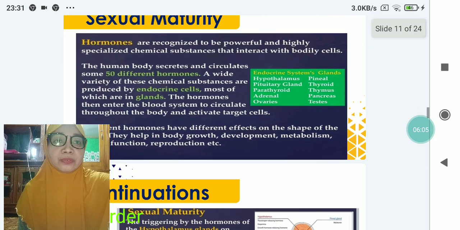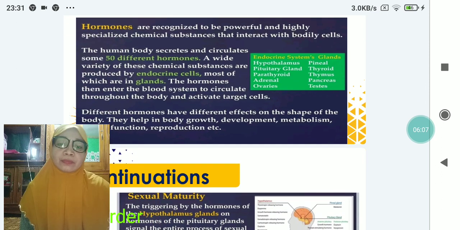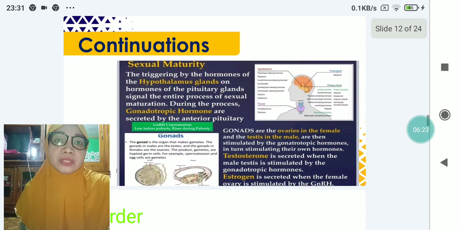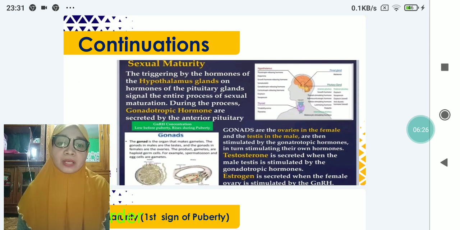This is an example, the one in green. Different hormones have different effects on the shape of the body. They help in body growth, development, metabolism, sexual function, reproduction, and so on. And the continuation, sexual maturity: the triggering by the hormones of the hypothalamus gland on hormones of the pituitary gland signals the entire process of sexual maturation.